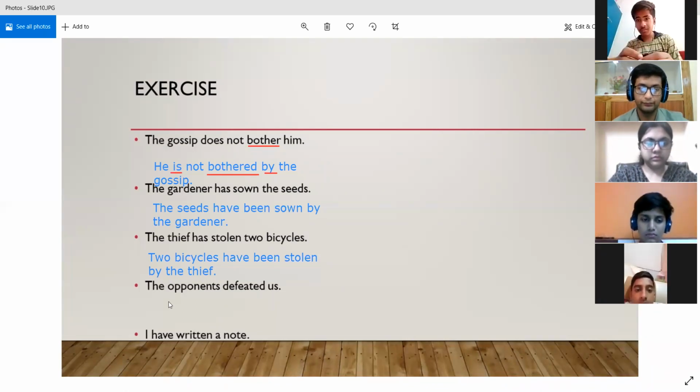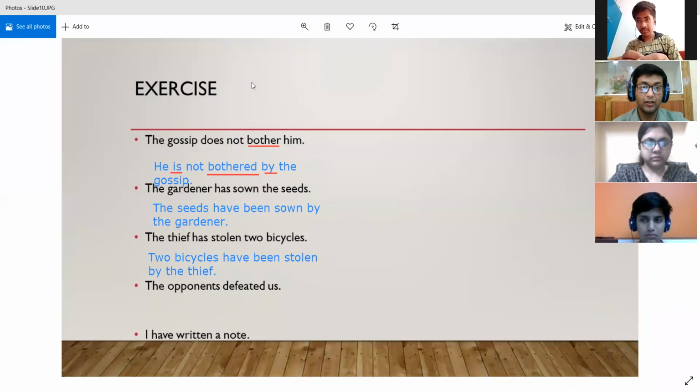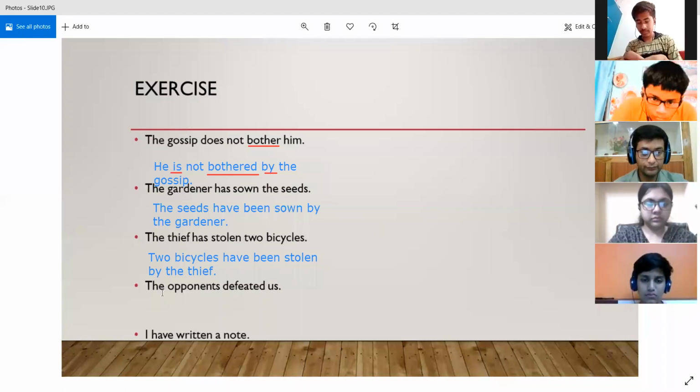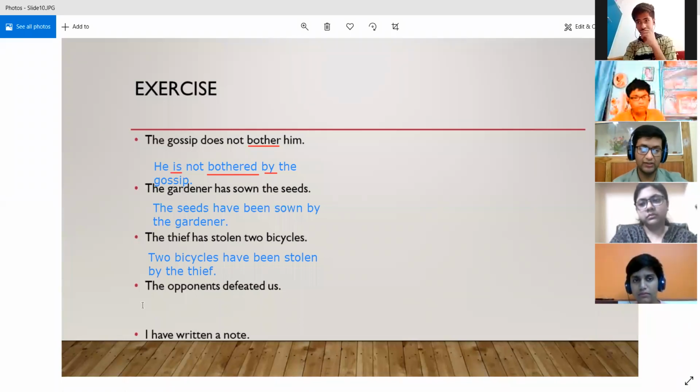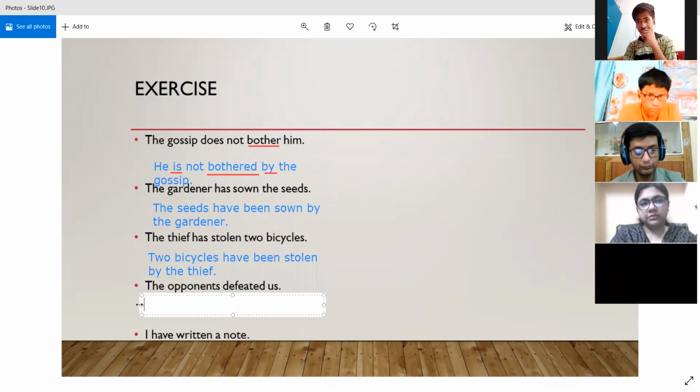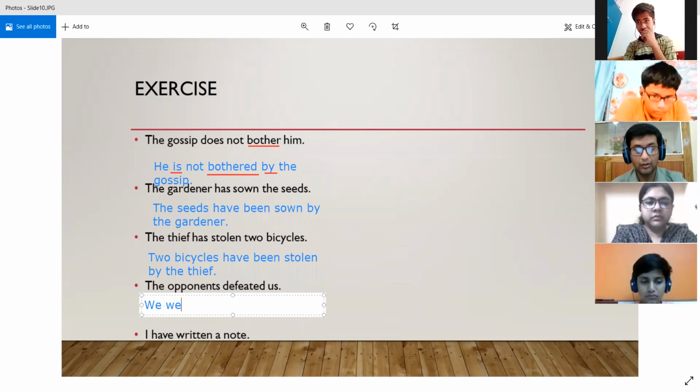We were defeated by the opponents. Yes, Sunny. Good morning, sir. We were defeated by the opponents. All right, we were defeated by the opponents. Tell me the tense of that sentence, Sunny. Sir, simple tense. There is nothing called simple tense, Sunny. It is simple present, simple past, simple future. Past tense. Yes. So tell me the whole thing, right? If you just say simple, what will I understand then?